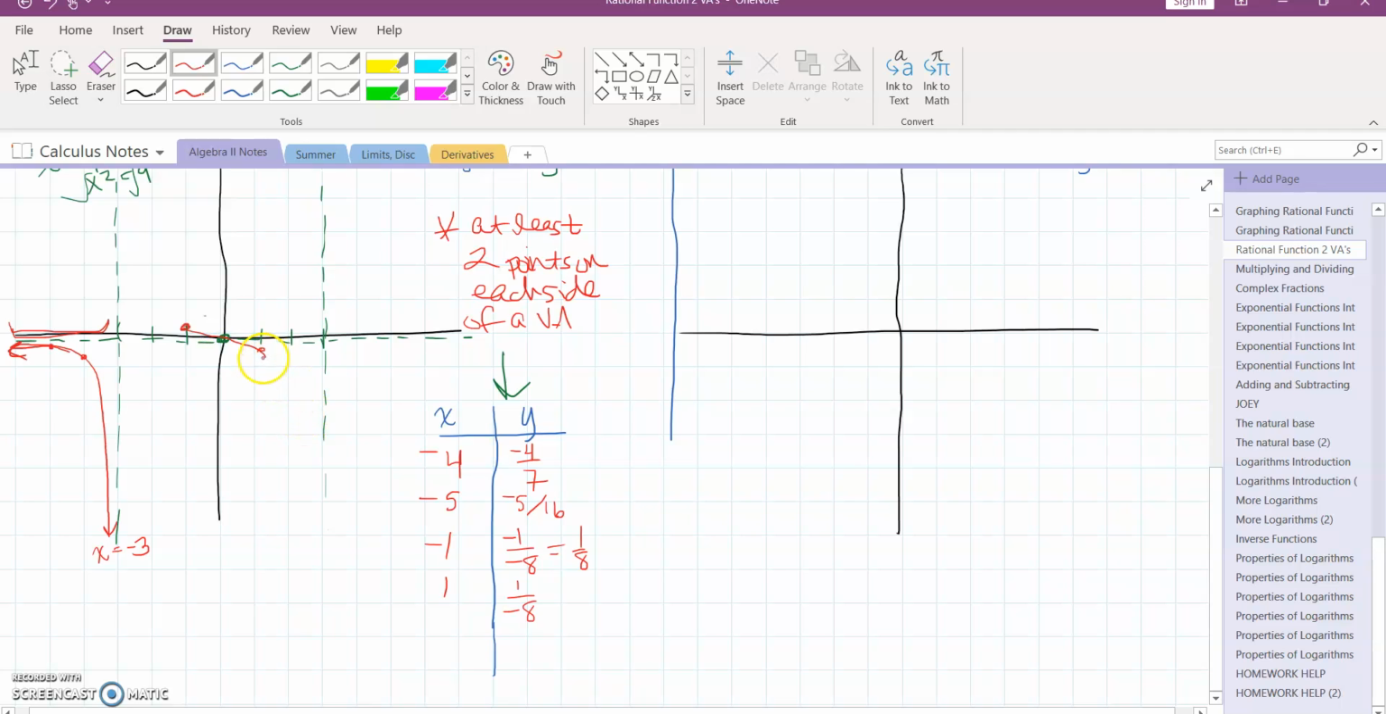You could do a couple more points if you wanted, but generally in between vertical asymptotes, so between 2 VAs, you need 3 points.